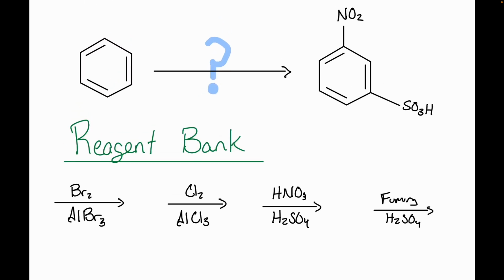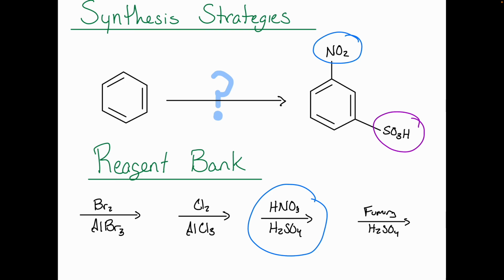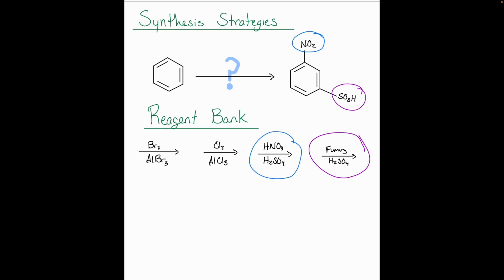All right, so given my reagent bank here, how do I put a nitro group on the ring? That would be this set of reagents right here. And how do I put that sulfonic acid group on the ring? That's my fuming H2SO4, right? So I need to spot which reaction is going to do which one of these things. And now the hard part here is the order in which I do those two reactions, right? I got my two reactions that I need. What order do I do them in to get my desired product?